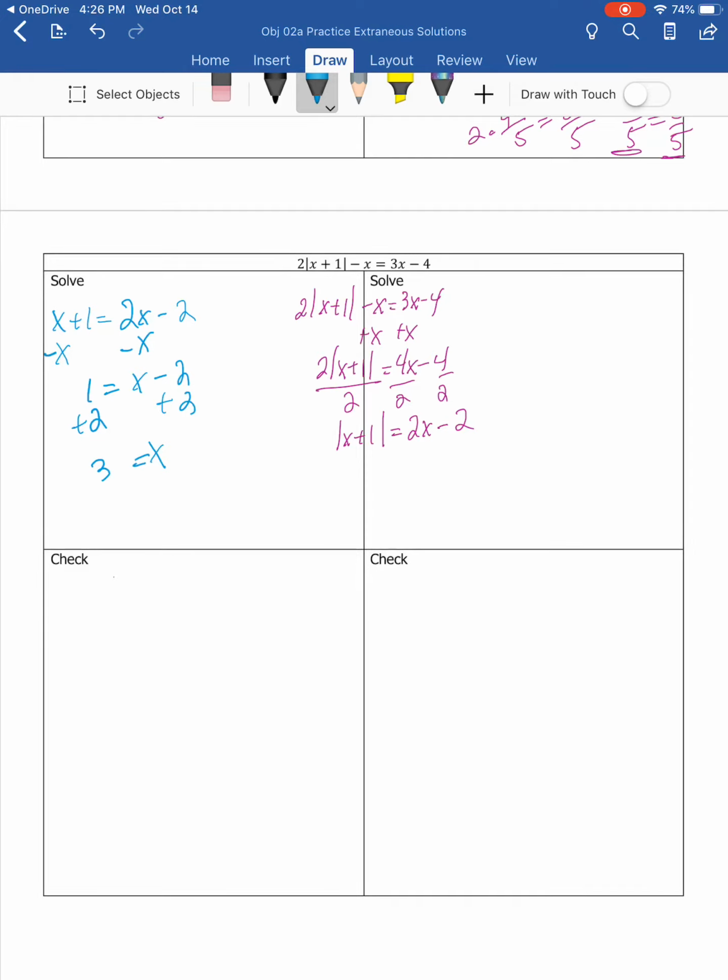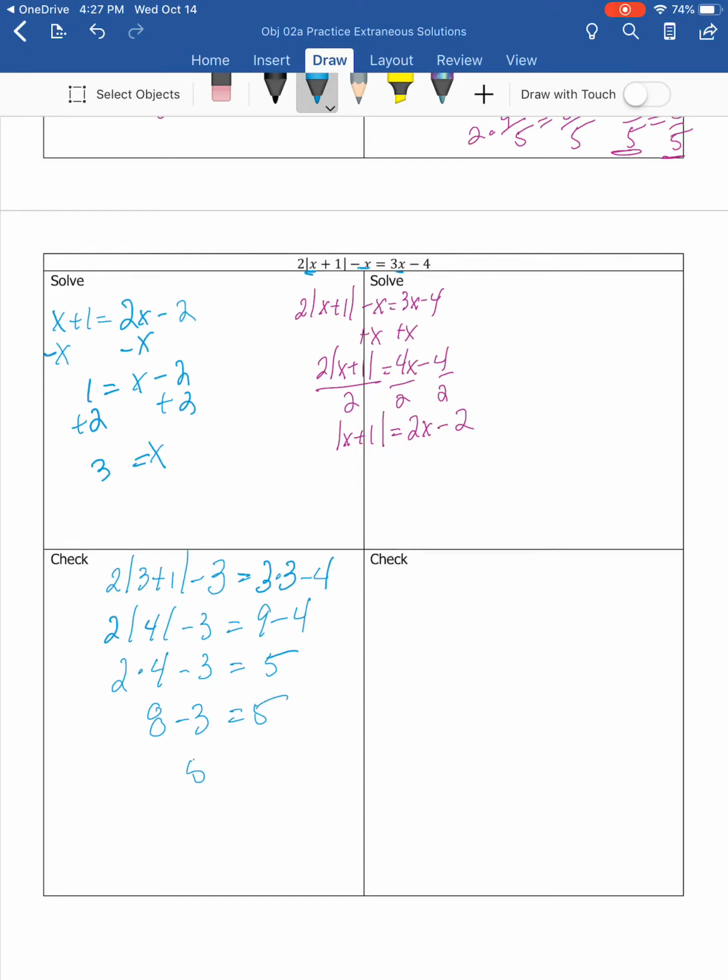Okay, and I can plug that into my original problem, 2 times the absolute value of 3 plus 1, because I'm replacing the x here, minus 3, placing this x here, is equal to 3 times 3, because I'm replacing this with 3, minus 4. So that's going to be the absolute value of 4 minus 3 is equal to 9 minus 4. I know the absolute value of 4 is 4. And actually, 9 minus 4 is 5. 2 times 4 is 8, minus 3. 5 is equal to 5, and that checks out.